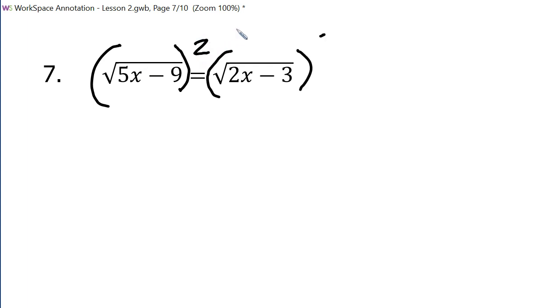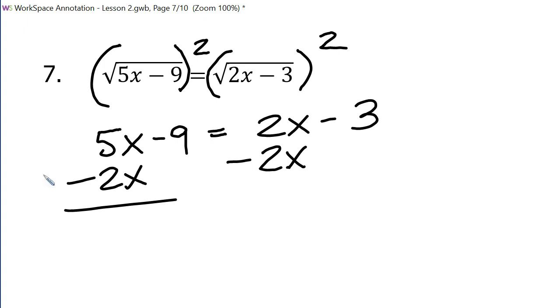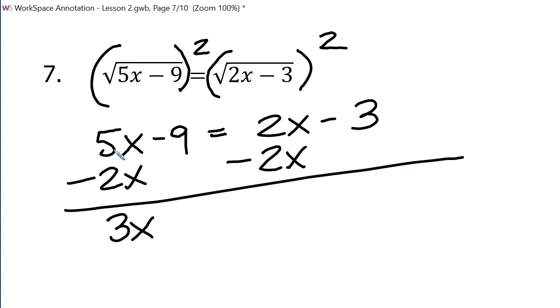And what happens when I square a square root? It gets rid of the square root. Just bring down what's under it. So bring down the 5x minus 9. Bring down the 2x minus 3. Now, if x's are on both sides, we normally move the smaller one. So which one should I move? The 2x. So if it's a positive 2x, I need to minus the 2x to both sides. Make sure you line up an x under an x. And 5x minus 2x is, so 3x minus 9 equals negative 3. What's next? Add 9 to both sides.